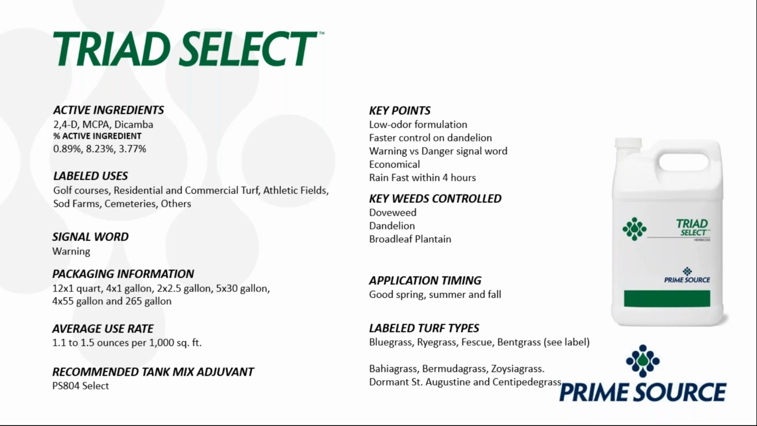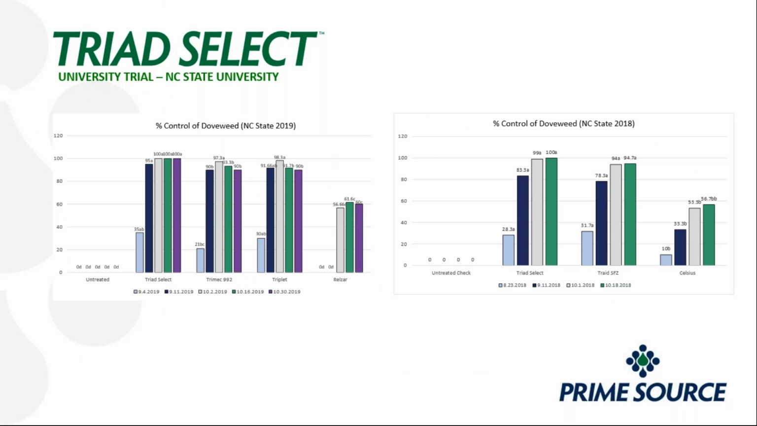Almost all of our Triad line is blended with special surfactants when we make it for the manufacturer to make it rain fast in that 4 hours. And this is safe on a bunch of cool season grasses as well as some warm season grasses as well. So Brett, my question to you is this. It already comes with a surfactant package and it's rain fast in 4 hours, which is great. You ever recommend adding any additional surfactant for results?